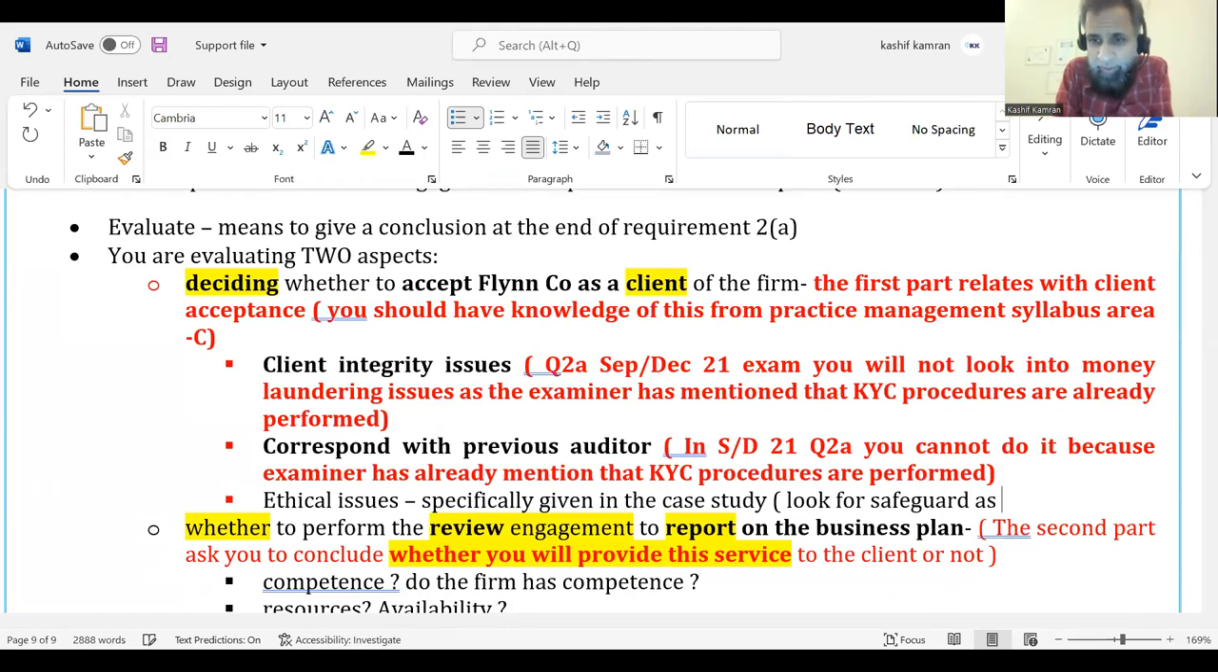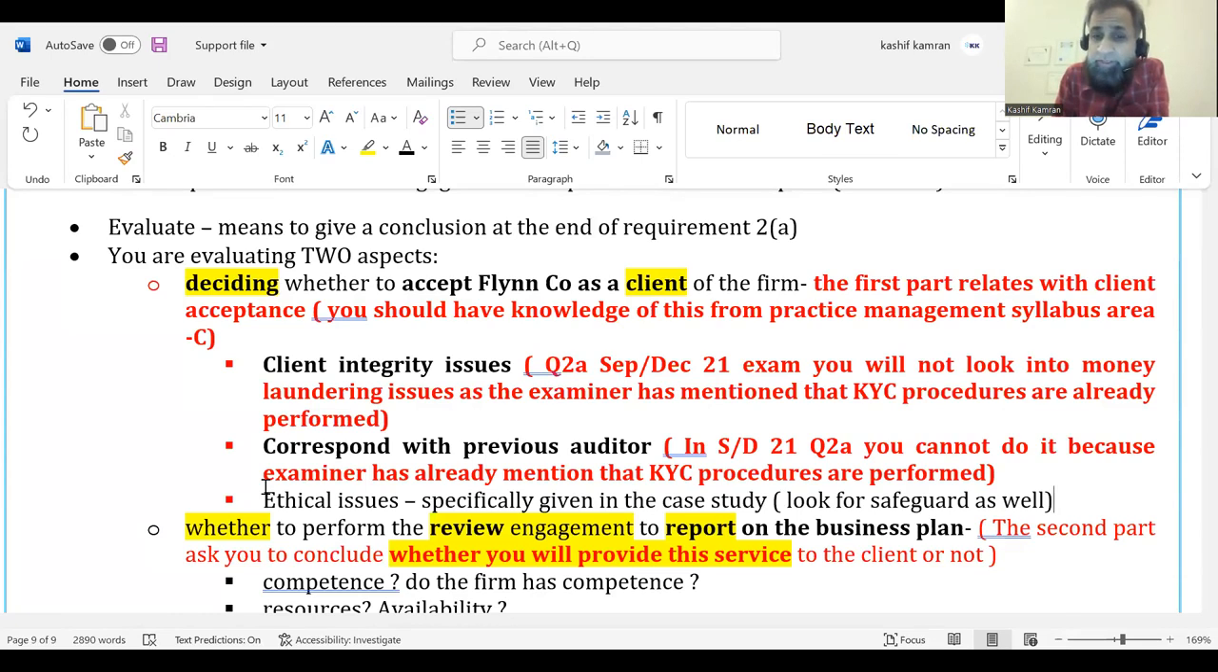Look for safeguards as well. You will get marks for it. So when you are accepting a new client, you look into the integrity issues, corresponding with the previous auditor, and ethical issues. But in this question, we will be looking for integrity issues minus money laundering. We will not be corresponding with the previous auditor at all, but we will be looking for the ethical issues in the context. Then we have to think whether we can offer a service to the client.